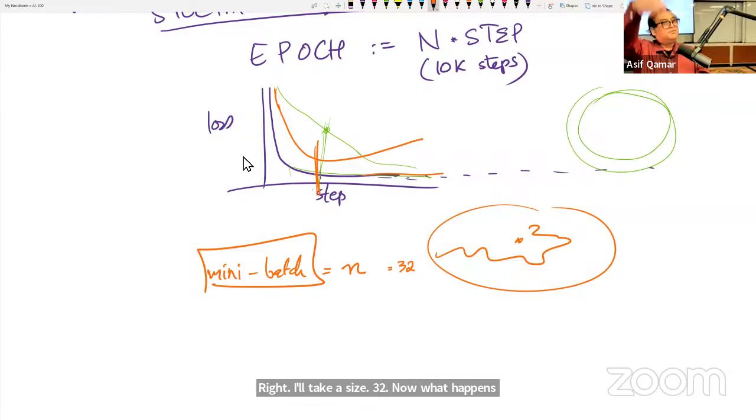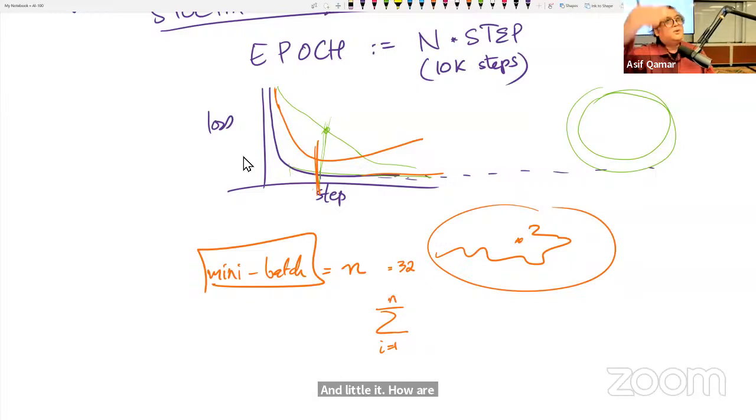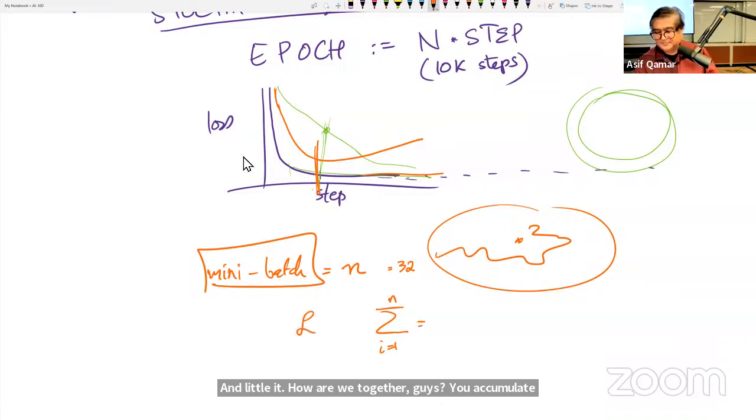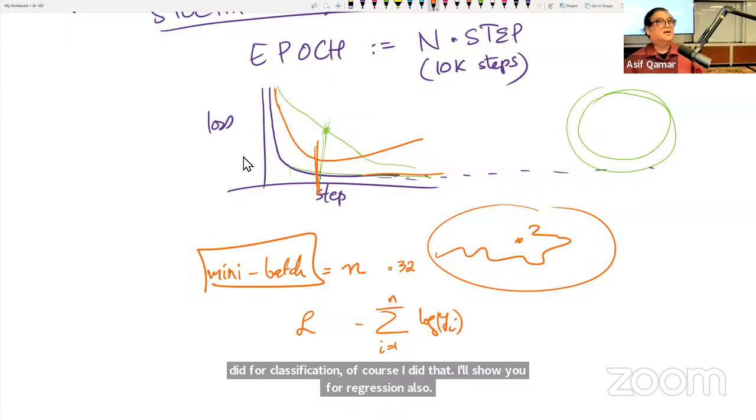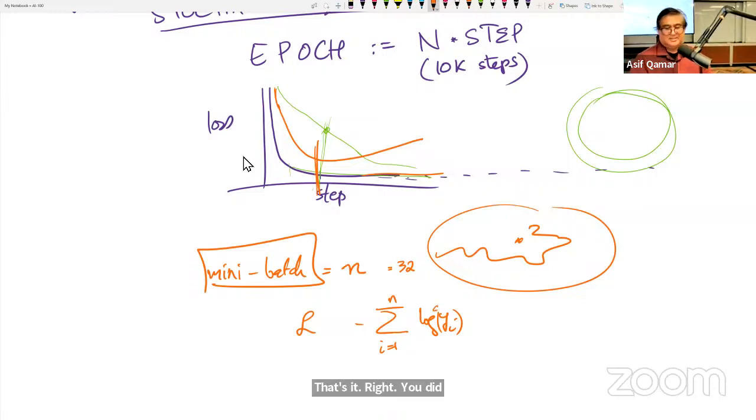Now what happens is you have a basket. Imagine your data to be the tree of fruits. Every time you go, you bring back a basket of data. And you accumulate the loss over the entire amount, i goes from 1 to n, little n. Are we together, guys? You accumulate the loss over whatever your loss function is. I did it for classification, of course, and I'll show you for regression also. Let's say negative log y_i. And for the given class, let me throw that in also. There's actually a double summation involved here. We're skipping some of that. So you have a loss like this, and you do a learning step. So how many steps are there per epoch?